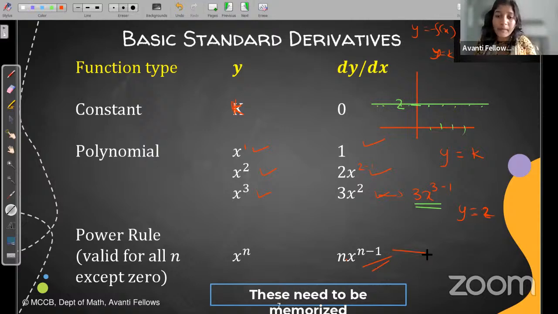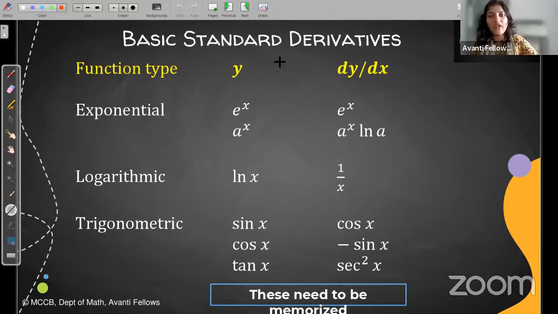Okay, so please do remember this. These are the important derivatives. We're going to make use of these derivatives frequently in future, so please do remember them. Now let's go to the next slide.